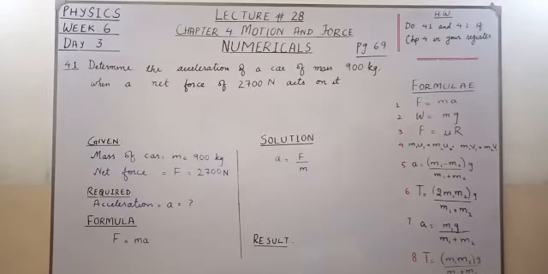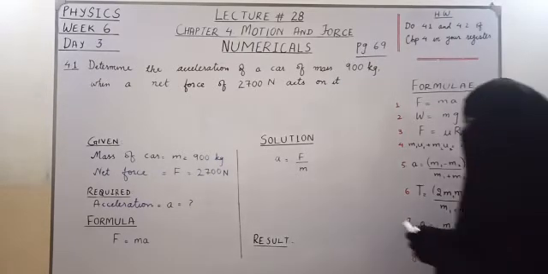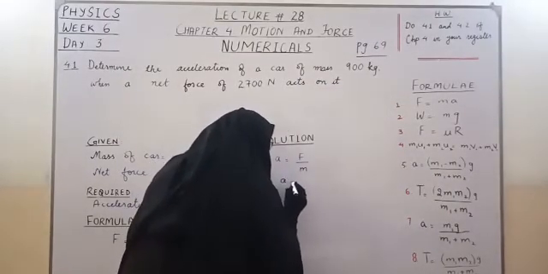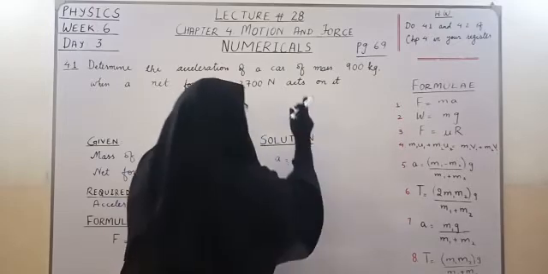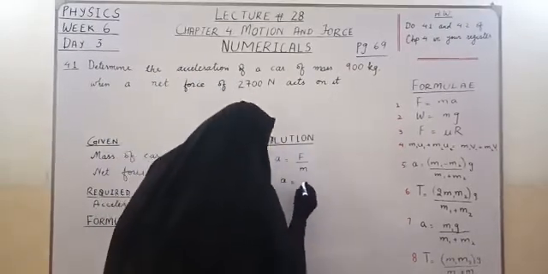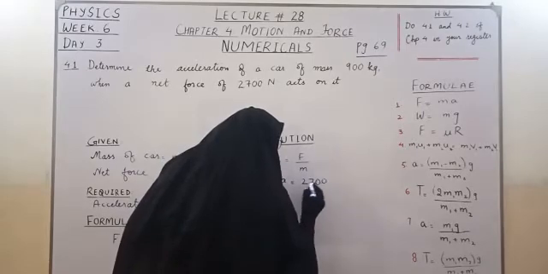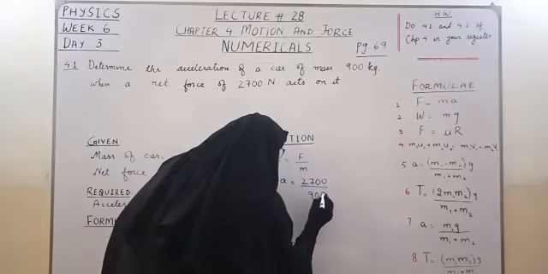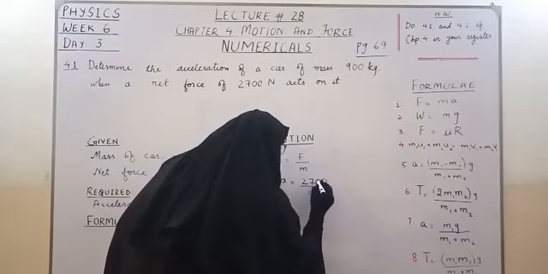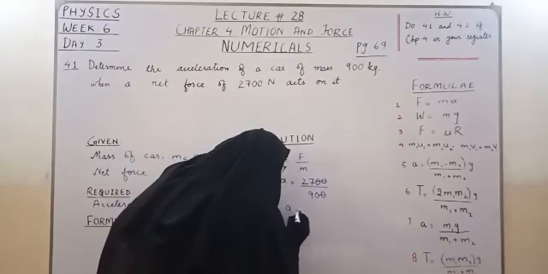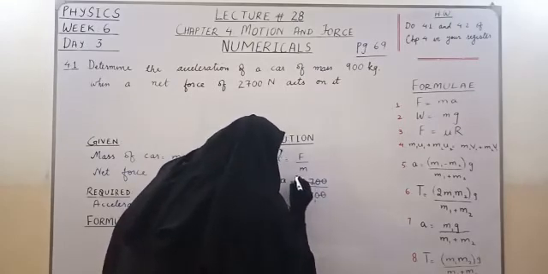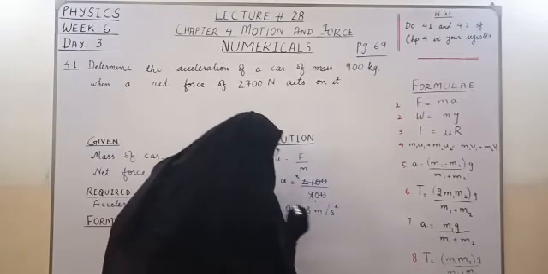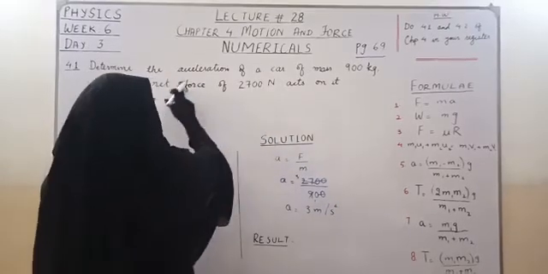Okay. Now what we have to do next is write down the values. F is equal to, how much force is given here? 2700 Newton. Divide by the mass given, 900 kg. So these two zeros will be divided by these two zeros, and the acceleration becomes 9 3s are 27. So 3 meter per second square is the acceleration produced in the car.